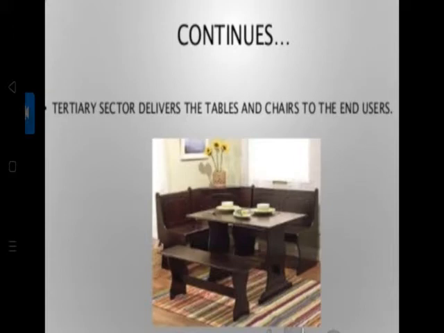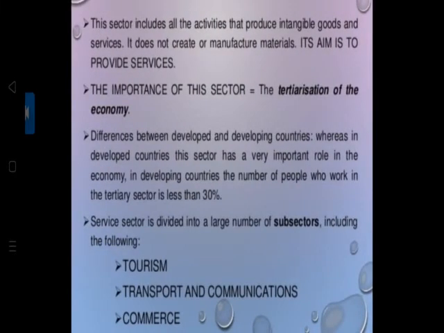Now, why are these tables and chairs manufactured, students? Because they are supposed to be delivered to the end customers. So, there is a demand which was created, and to fulfill that demand, the services are provided to reach that demand to the proper consumer, to the particular consumer. So this delivers the tables and chairs to the end users. Now, this sector includes all the activities that provide intangible goods and services. It does not create or manufacture. There is no manufacturing, production, processing happening in this sector, mind you, students.